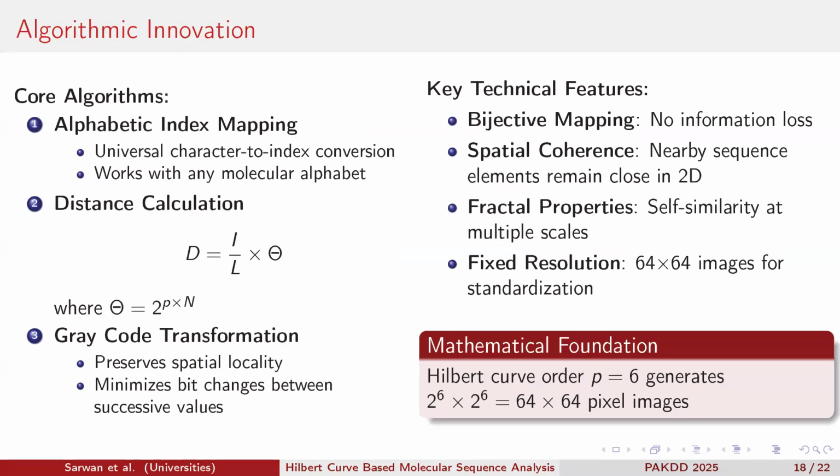So let me summarize our key algorithmic innovations. First, universal alphabetic index mapping that works with any molecular alphabet. Second, a distance calculation that normalizes position and maps to the Hilbert curve space. Third, gray code transformation that preserves spatial locality. These features combine to provide bijective mapping with no information loss, spatial coherence where nearby elements remain close, and fractal properties that maintain structure at multiple scales. The fixed 64 by 64 resolution provides standardization while maintaining sufficient detail for classification.